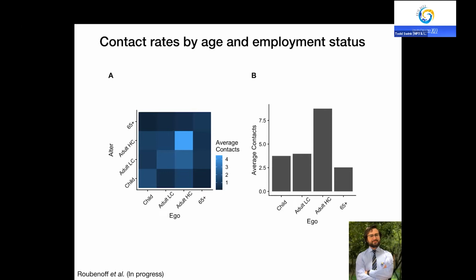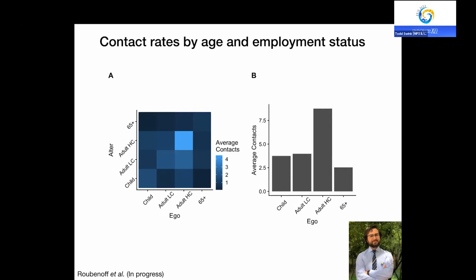So this is showing again the same contact matrices, but now we structured these a little bit differently. We've just split adults into what we're calling low contact and high contact. Low contact adults are ones who are generally reporting in our survey that they're mostly working from home and have pretty low levels of workplace contacts. And then high contact adults, the adult HC, are the ones who are working in person.